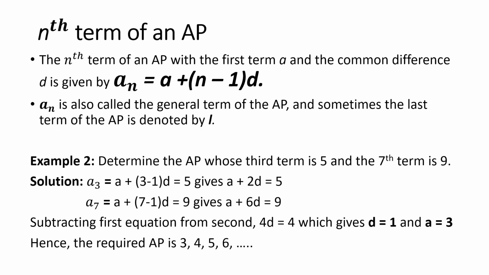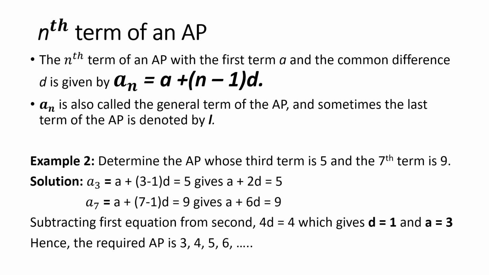How to find the nth term of an AP? The nth term of an AP with the first term A and the common difference D is given by An is equal to A plus n minus 1 into D. This is an important formula. An is also called the general term of the arithmetic progression, and sometimes the last term of the arithmetic progression is also denoted by L. So An is equal to A plus n minus 1 into D. This gives the nth term of an AP.